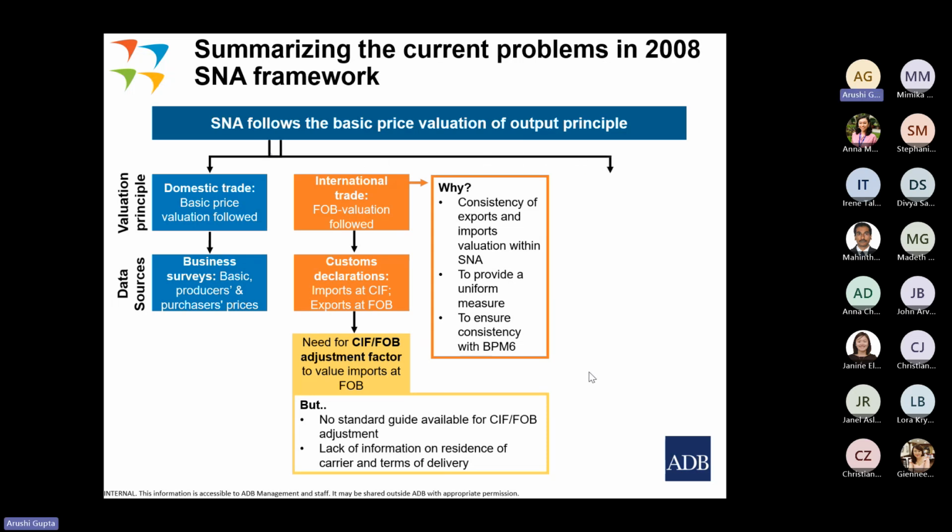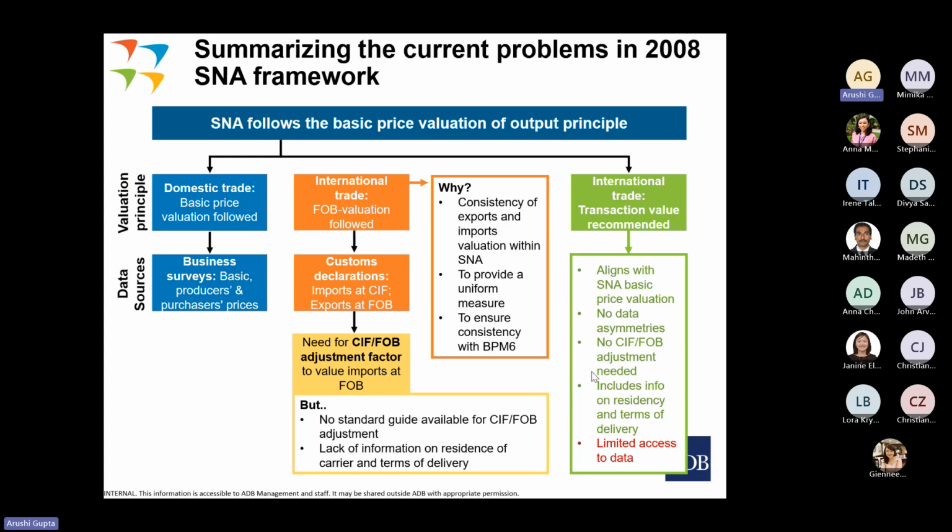So in this regard, it is proposed that recording of goods at the actually observed transaction values is recommended. And this is expected to prevent further inconsistencies in the recording of goods and services trade flows. This approach has advantages of alignment with the basic price valuation principle of SNA. It also reduces data asymmetries and eradicates the need for CIF to FOB adjustment. However, as we discussed before, the lack of access to detailed invoice data continues to remain a problem.